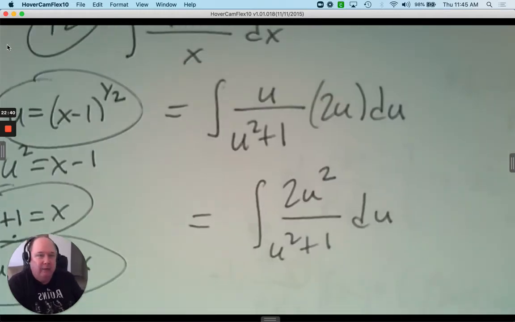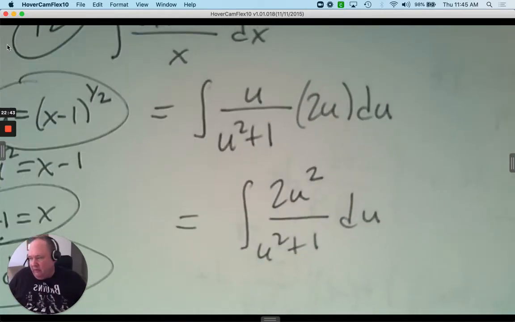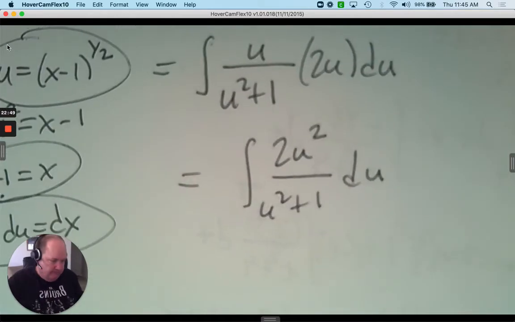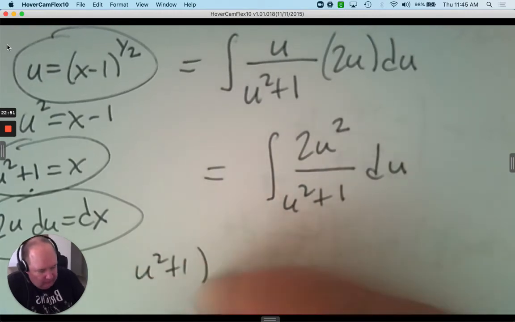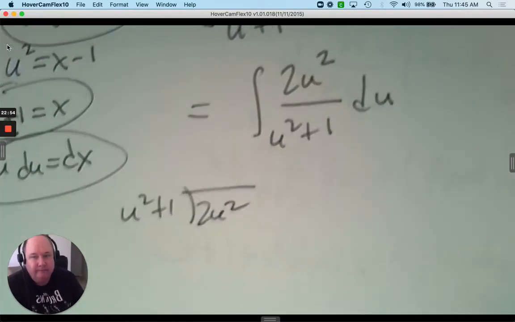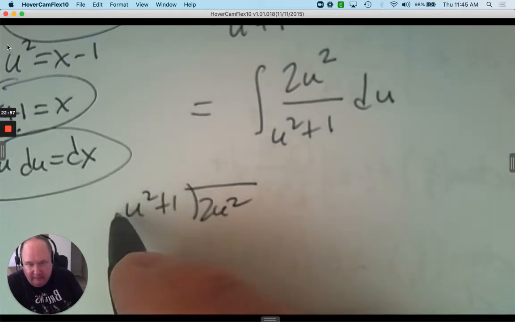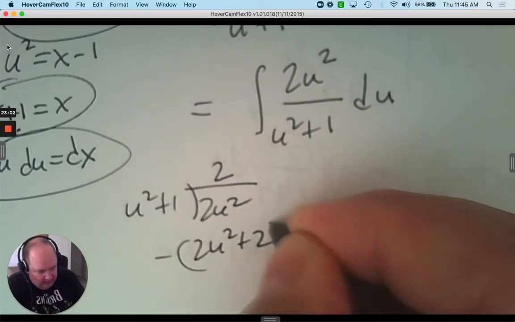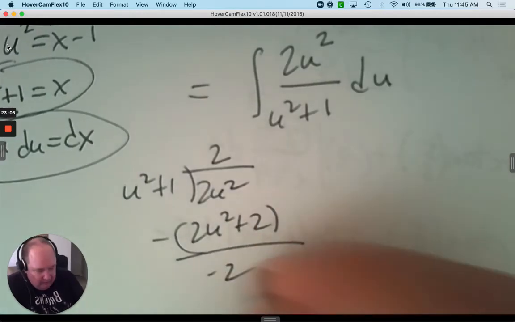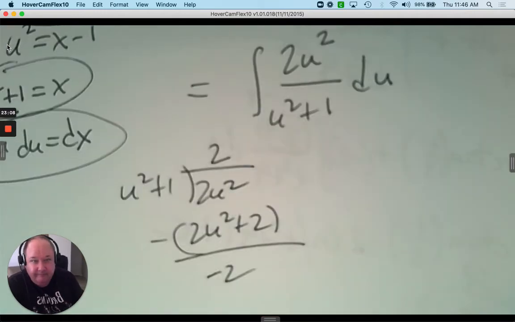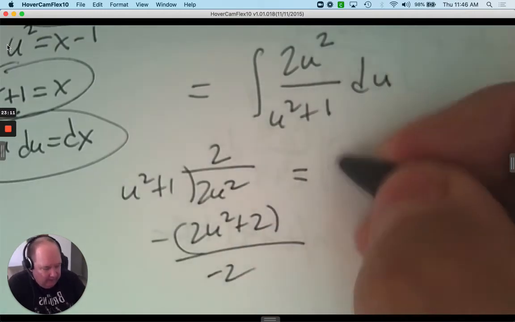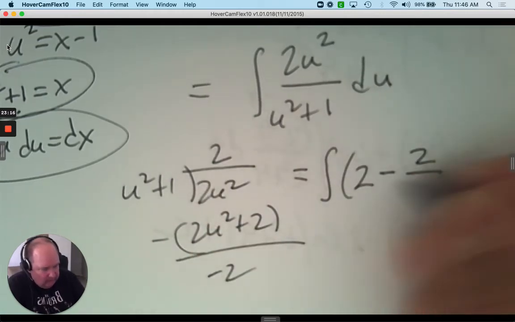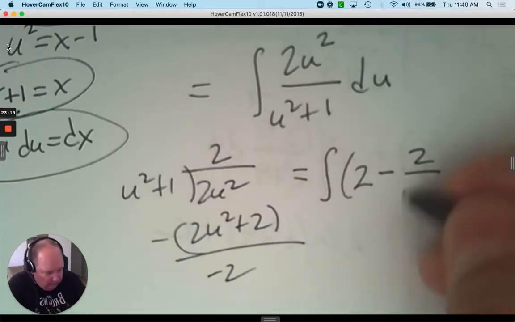All right, now what do I do? So at this point, you're going to have to do long division because the power on top and the power on the bottom, they match. So u squared plus 1 divided into 2u squared. 2u squared divided by 1u squared is just 2. Distribute, subtract, and the remainder is negative 2. So back here, the answer is 2, and the remainder is minus 2 over u squared plus 1.